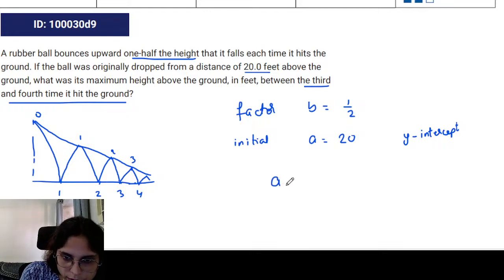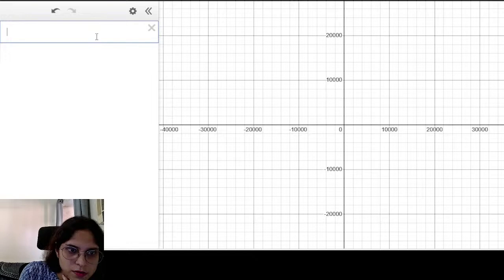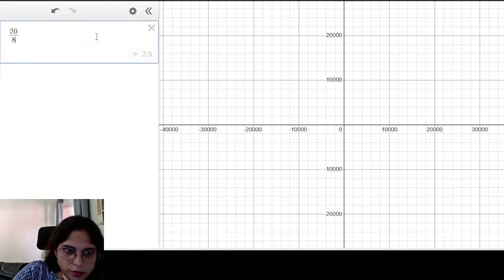So the equation is going to be a times b to the power x, and the value of x is going to be 3. Because this is your y-intercept, between first and second time it is hitting the ground you get the x equals 1 value, between second and third it's the second value, and between third and fourth you're getting the maximum height the third time. So the value of x is 3, a is 20, b is 1/2 to the power 3. You can just go to Desmos. 1/2 to the power 3 is 1/8, so 20 divided by 8 is 2.5, or you can write 5/2.